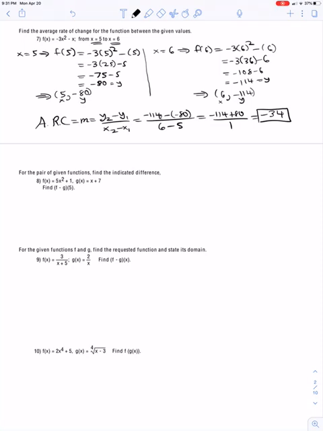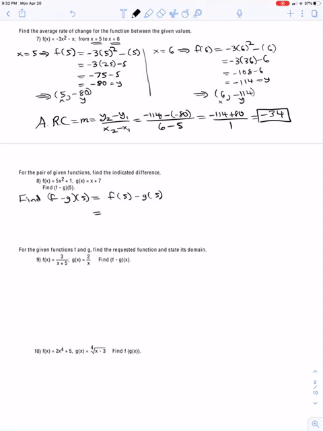Here on the next page, in problem number 8, it says for the pair of given functions, find the indicated difference. So here we want to find f minus g of 5. So they give us f of x, and they give us g of x, and they want us to calculate f of 5 minus g of 5. So they want to subtract these two functions with an input of 5. So let's go ahead and do that right here beneath it.